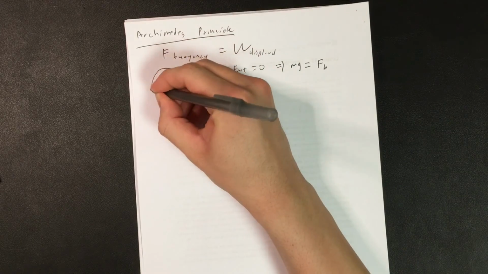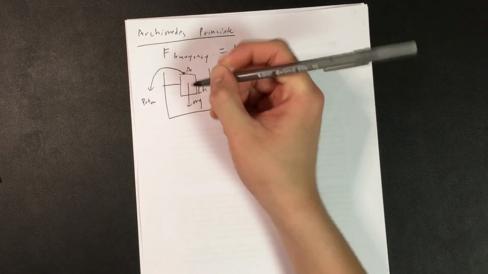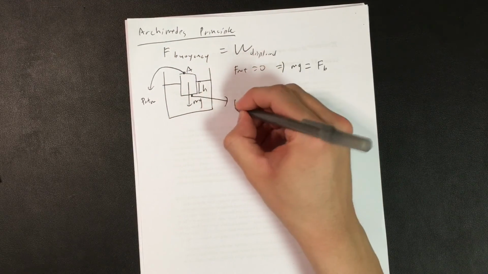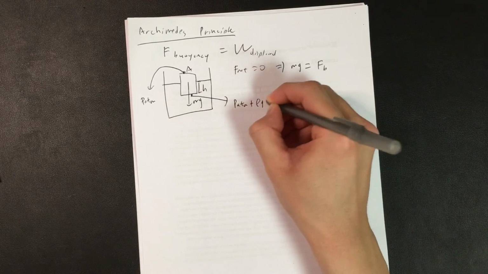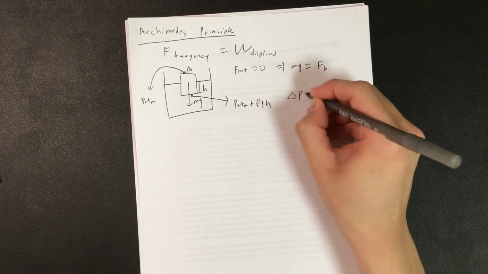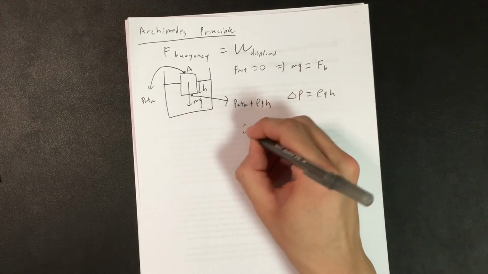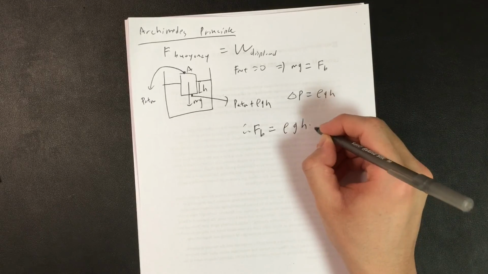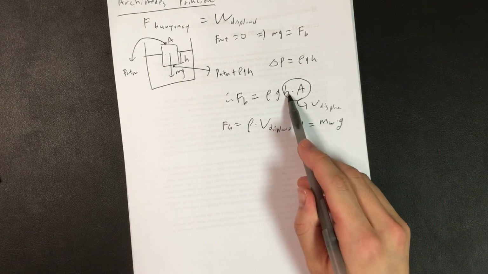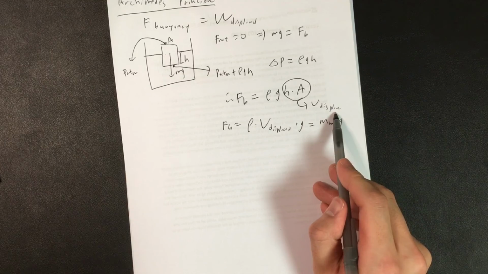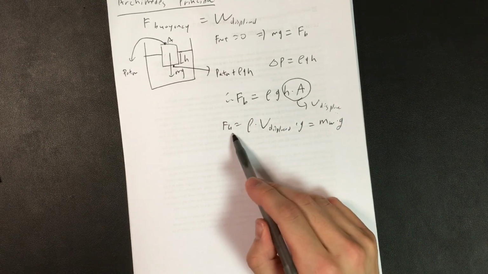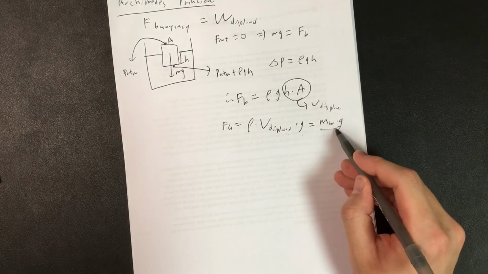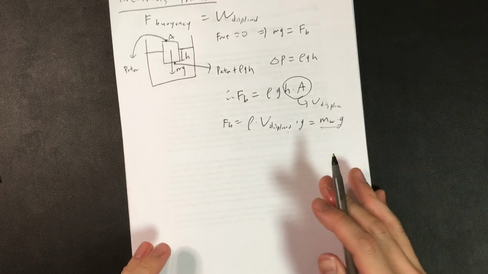Pressure at the top of this object equals P atmosphere, since there is no other fluid on top. And pressure at the bottom of this object equals P atmosphere plus rho gh, which means change in pressure equals rho gh, and therefore the net force must equal rho times g times h times the surface area. Now h times A equals the volume of the water that has been displaced, and therefore buoyancy force equals rho times volume of displaced water times g, which is the mass of the water times gravitational acceleration.